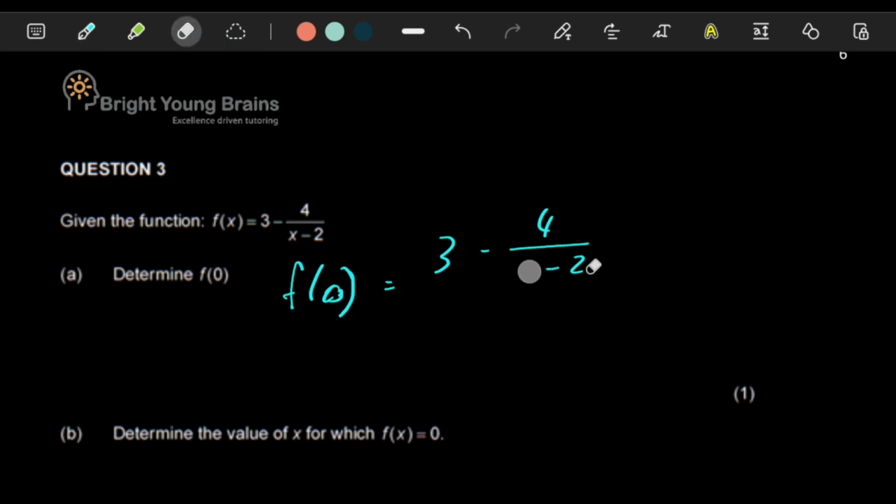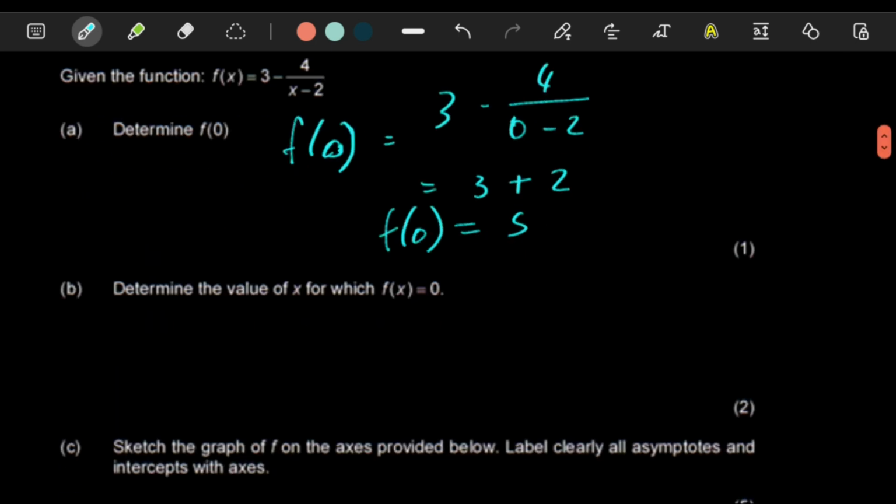Wherever x is, you put a 0. Where x is, you're going to put a 0. And then what else are you going to get? 3 plus 2 here, because this is negative 4 divided by negative 2. That's a positive 2. So this is like a 5. If x is 0, y is a 5.